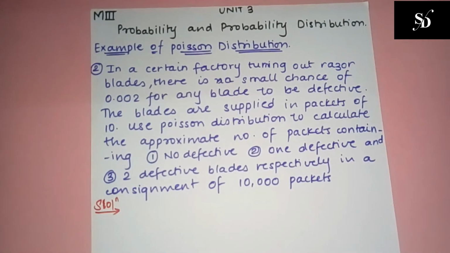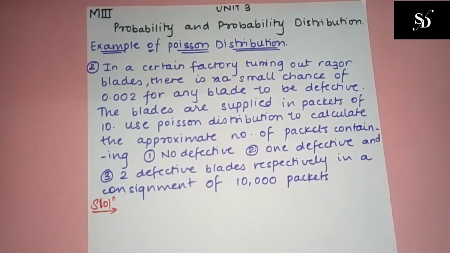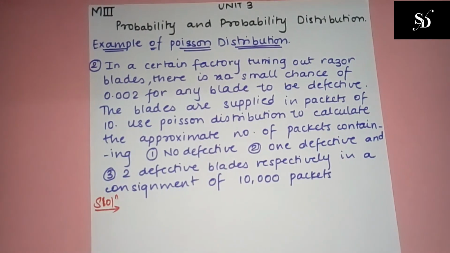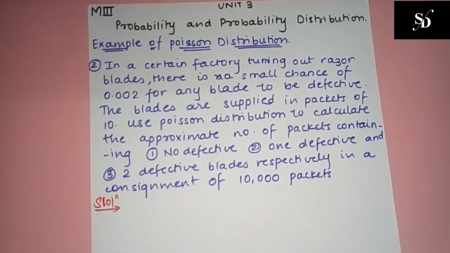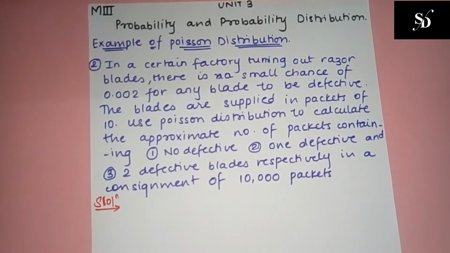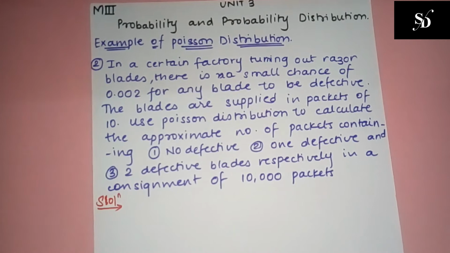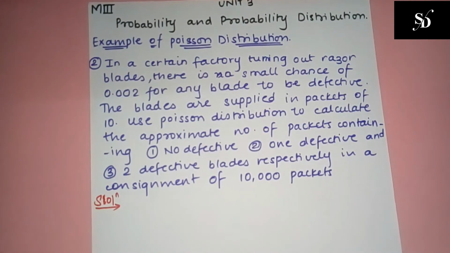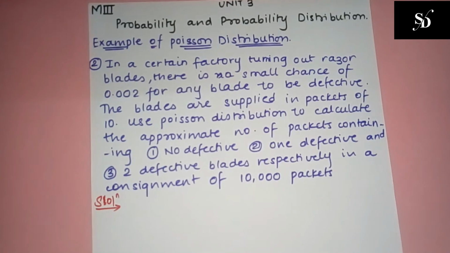In this video I'm taking unit 3, that is probability and probability distribution. So we are continuing with examples of Poisson distribution sums. In my previous video I have taken examples related to Poisson distribution and explained it in detail with the formula. If you haven't watched it yet, I've left the link in the description below. You can go back to my previous video and watch it.